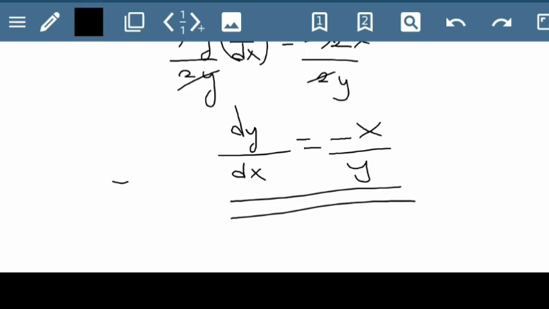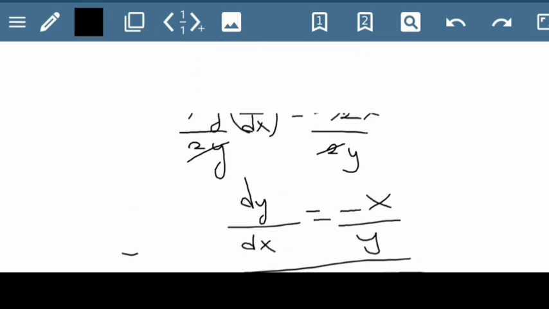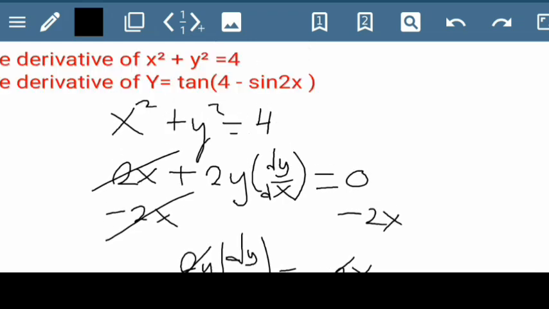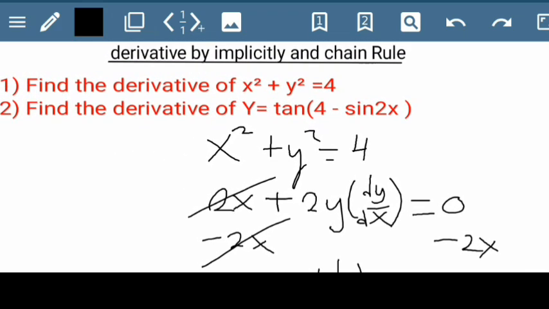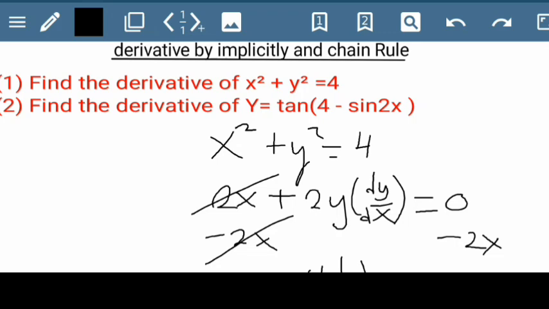We have found the derivative of x squared plus y squared equals 4. Let's answer the last one. For the last one, we need to find the derivative when y is equal to tan, open bracket, 4 minus sine 2x.